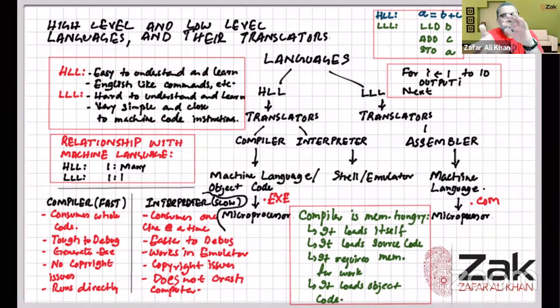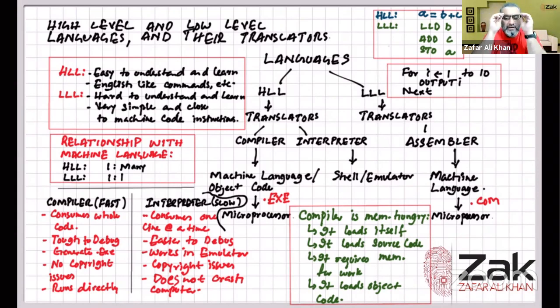Once it is done, then you can save that machine code over your hard disk as a program file that you can execute later. So if the question comes that why does the compiler take a lot of memory, or why is the compiler memory hungry, you would have to tell that it loads itself, it loads the source code, it requires some memory space, and then when it generates the machine code, it also holds that machine code in the RAM. That is why the compiler is said to be memory hungry.